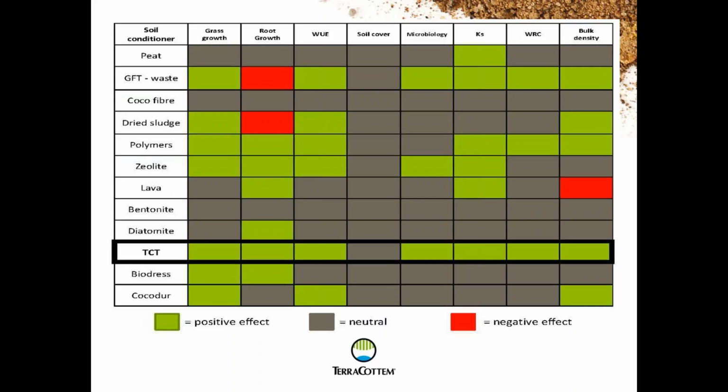This is a summarizing table showing all parameters that were investigated on the first row. You can see it here. What is colored in green was a positive effect, and you can see that TerraCottem turf had an overall positive effect on all parameters investigated. Soil cover was neutral here for all soil conditions because there was an error in the software that was analyzing the digital pictures, so there was no real conclusion here. But overall, a positive effect of TerraCottem turf.